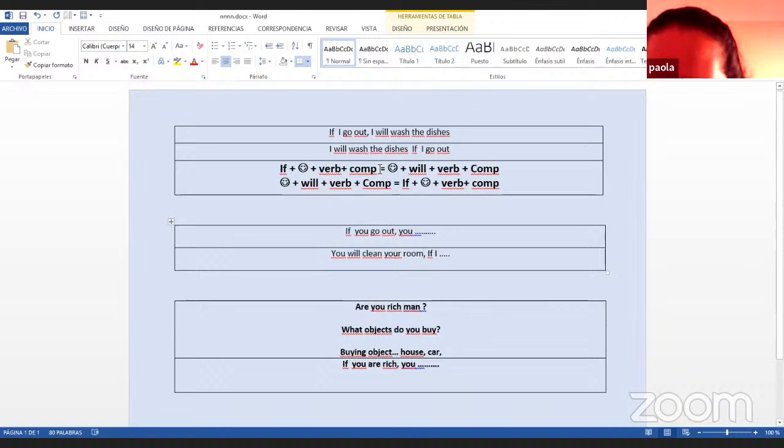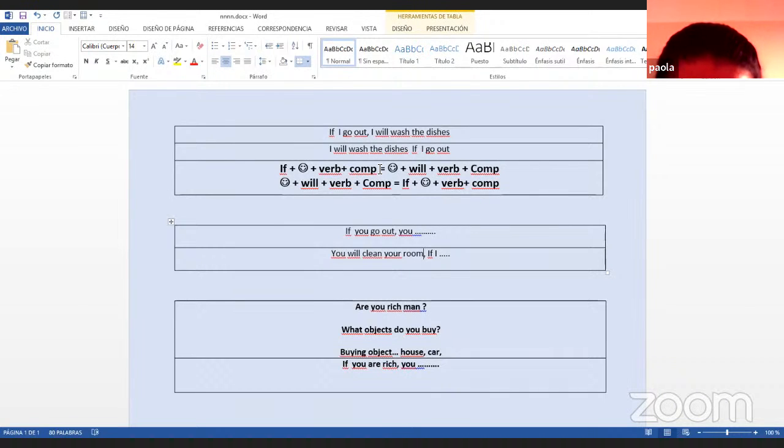Then in the semi-mechanical drill, I'm going to ask the students, if you go out, you, and maybe they say, I will clean my room, or I will ask for permission to my grandma, my father, etc. And then I change it: you will clean your room if I, and then they have to invent the consequence.